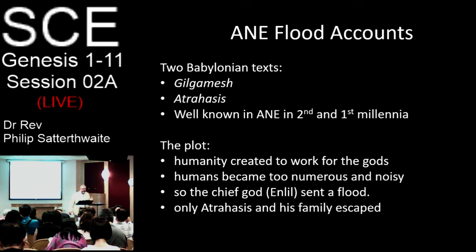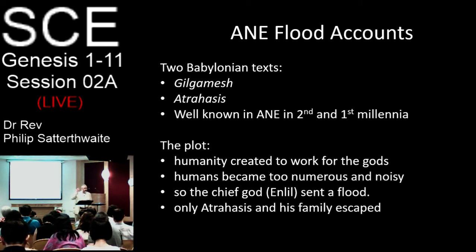Humanity was created to work on behalf of the gods, principally by growing and providing them with food for sacrifices. So humanity was created, as it were, as slave labor for the gods. But humans became too numerous. They were making too much noise, so the chief god, Enlil in this account, tried various means to get rid of them, and finally sent a flood.